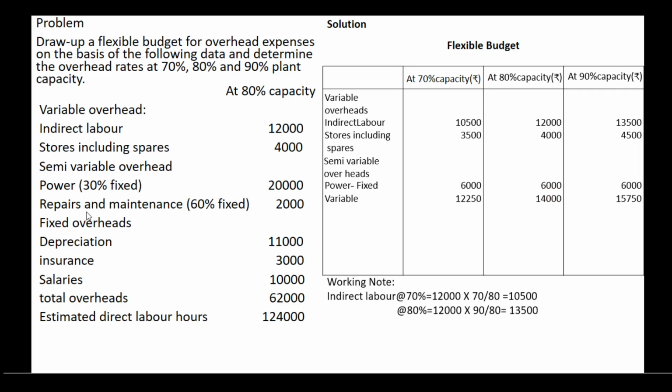The repairs and maintenance are also 60% fixed. Under the 80% capacity, the amount is 2,000. In this 2,000, the 60% are fixed and the remaining 40% are variable. Okay, so first we calculate for the fixed amount, the 2,000 into 60 divided by 100 under the 80% capacity. So that is 1,200. The fixed is always constant in every level.